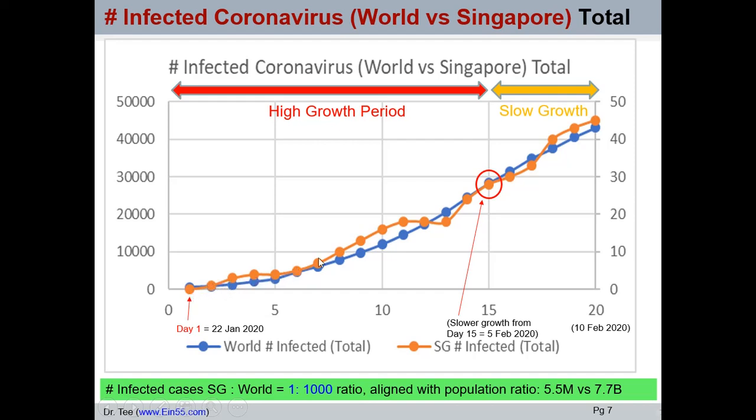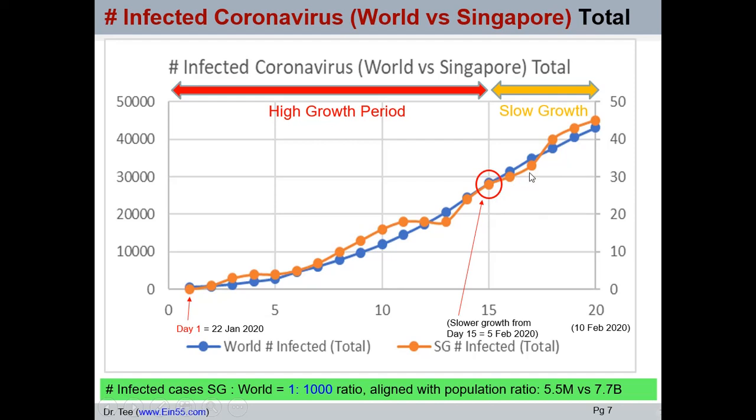So we tabulate it. We can see the first 15 days is called the high growth period. It means it grew almost exponentially, but from roughly day 15, counting from the 22nd of January 2020, we start to see it slow down. In this chart here, it's not obvious to see the slowing down. Later on, I'll show you a clearer chart. So from day 15 onwards, which is from the 5th of February 2020, the growth rate starts to slow down.